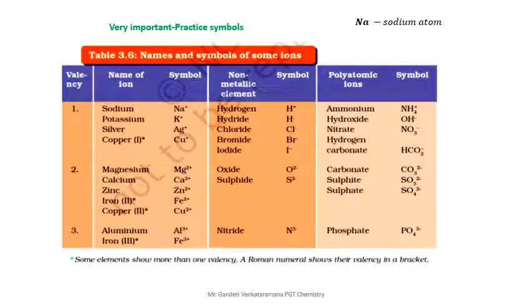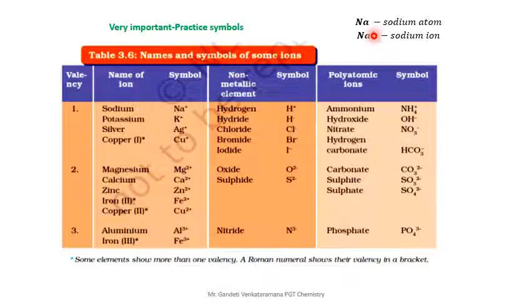Na, this is the sodium atom. Next, Na plus is the sodium ion. So what is the difference between atom and ion? In the case of the atom, there is no charge, that means there is no positive charge or negative charge. But in the case of sodium ion, the plus symbol is there. If a plus or minus symbol is coming, it means ion.